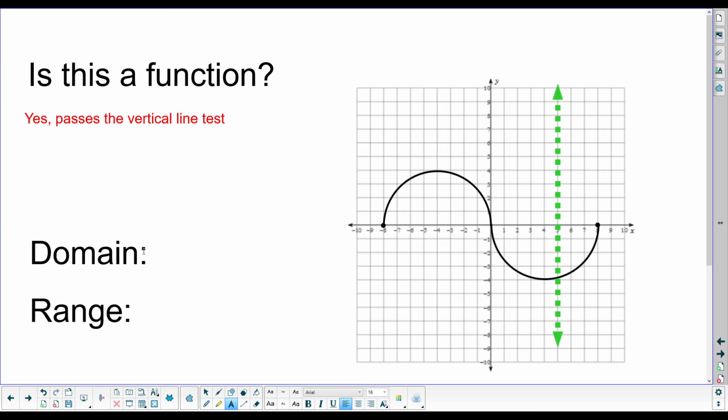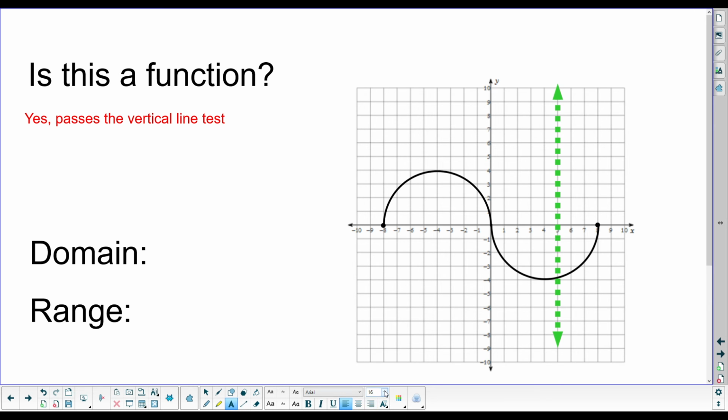Okay, and then we want to talk about the domain of this. When we talk about the domain, remember I want to list out all of the x values. I want to start at the smallest x value and go up to the biggest x value. I'm going to use interval notation for this. I can see that I've got some dots at the end, so I know that the function stops at -8 and it stops at +8.